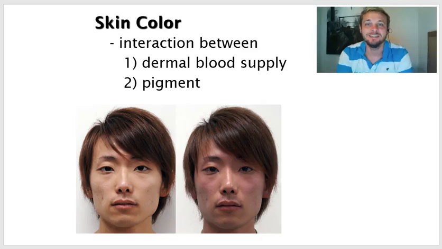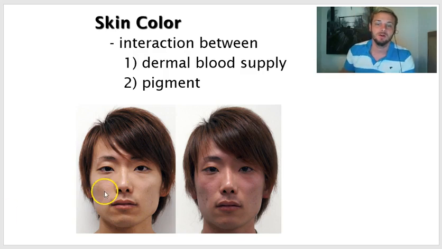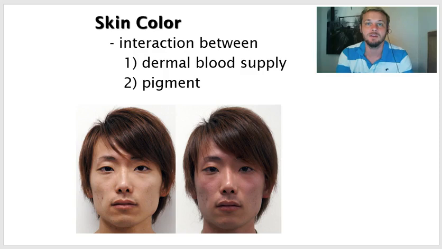All right, let's talk about skin color. So skin color is going to be an interaction between the dermal blood supply and also whatever pigments you have in your skin. So looking at this individual, you can tell this side is more flush. That's because those vessels in the dermis have actually dilated or gotten bigger. And so more blood is towards the surface on this face versus that face.